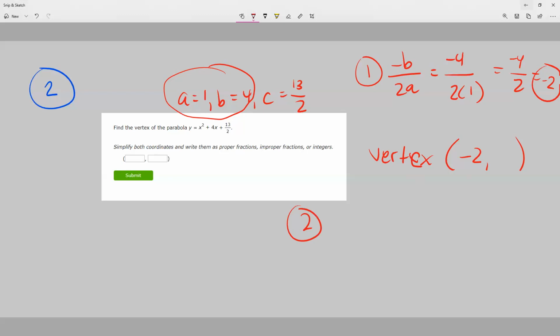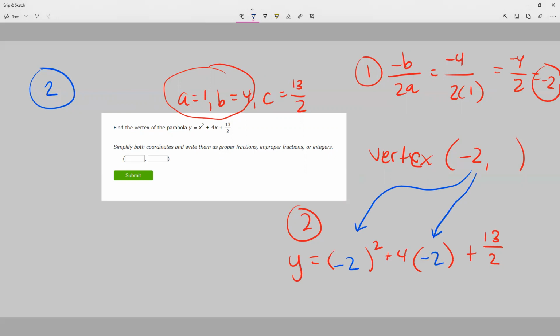So step 2 is I'm going to take my original equation and take out the x's and plug in the number I just solved for, which now that 13 over 2 is a little bit more important, right? Because now I have to use that fraction. So negative 2 squared is 4. 4 times negative 2 is negative 8, and then plus 13 over 2. So I have 4 minus 8, so negative 4.